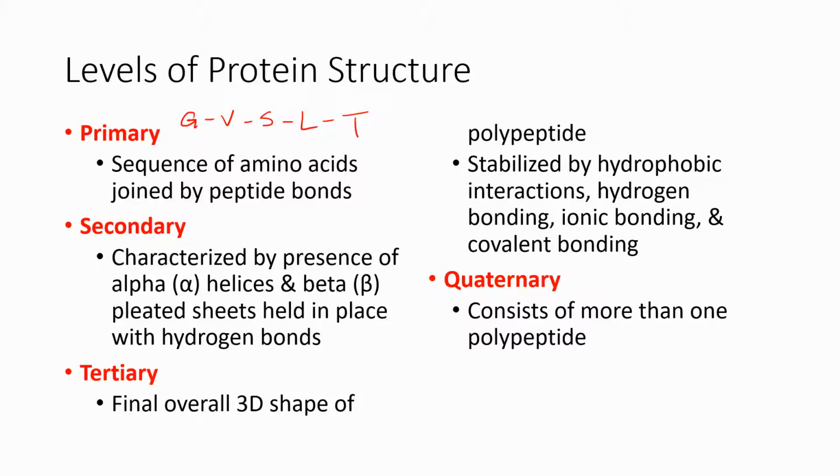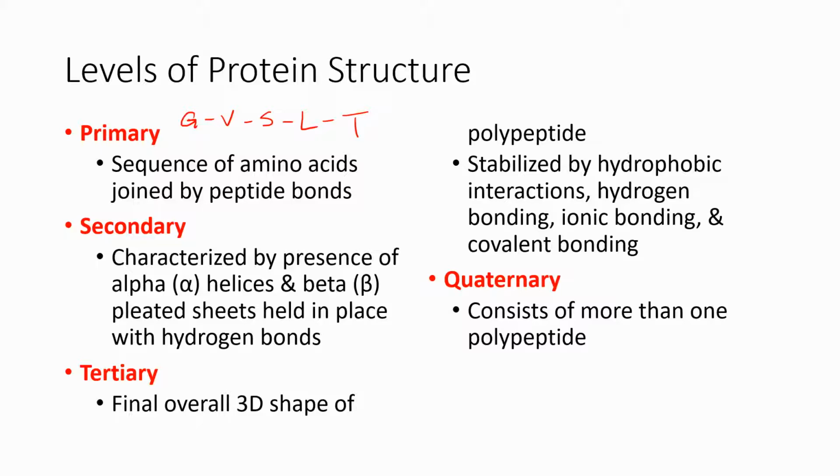Based on the functional groups that are on the R groups on these amino acids, they're going to form these secondary structures that are called either alpha helices or beta pleated sheets. And these things are held together with hydrogen bonds. So hydrogen bonds have a huge impact on the 3D shape of molecules. Then the tertiary structure is going to be those alpha helices and those beta pleated sheets folded on top of each other into a final shape.